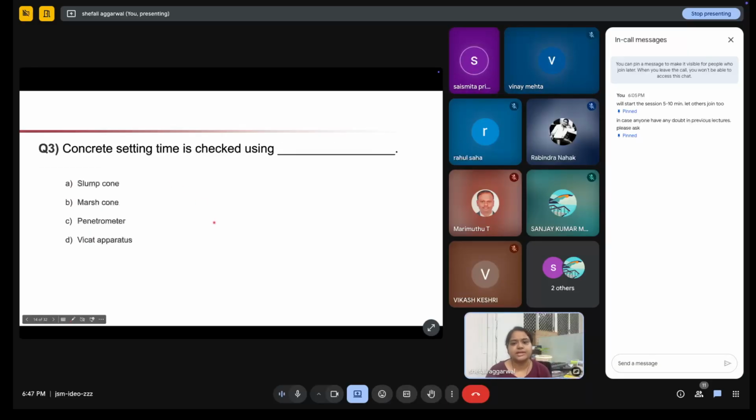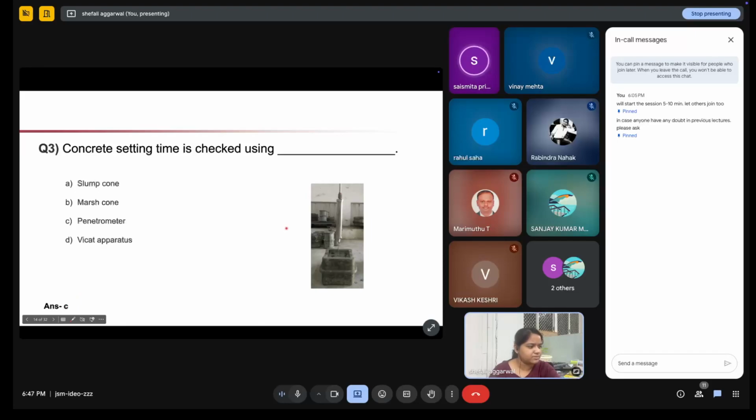Concrete setting time is checked using slump cone, Marsh cone, penetrometer, or pick out apparatus? Penetrometer. Correct. I hope you guys have seen a penetrometer. This is a penetrometer which we have at IIT Madras. It is a long kind of cycle pump kind of thing. You have to push it and you will get the values, and then you will plot a graph to get the initial and final setting time of your concrete system.